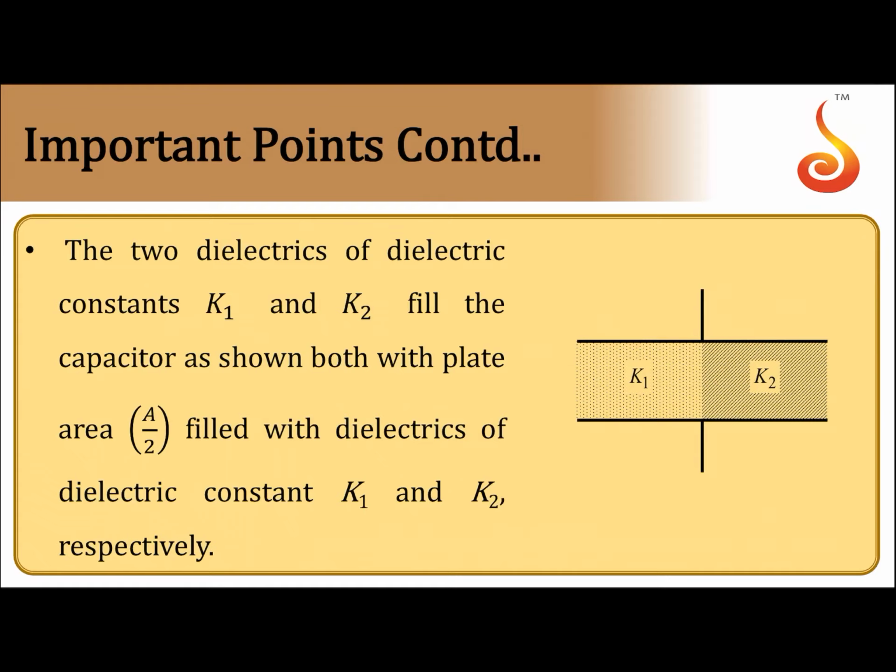What if two dielectrics of dielectric constants K1 and K2 fill the capacitor as shown in the diagram? So the two dielectrics of dielectric constant K1 and K2 fill the space between the plates of the capacitor, as shown, both with plate area A by 2, filled with dielectrics of constant K1 and K2 respectively. So this is A by 2, this side is A by 2. Distance between them is D.